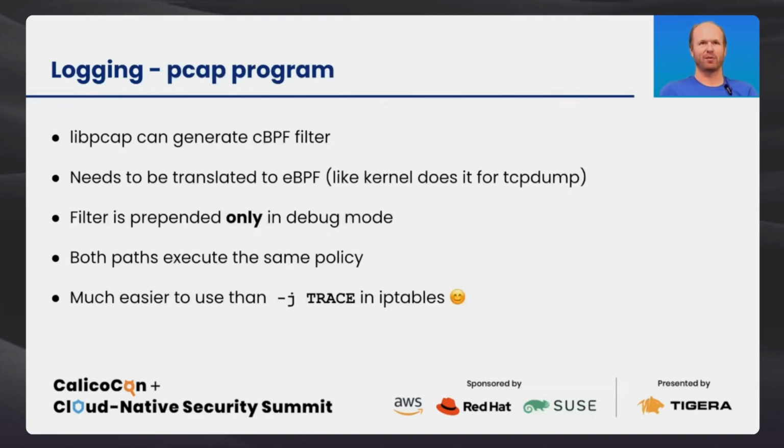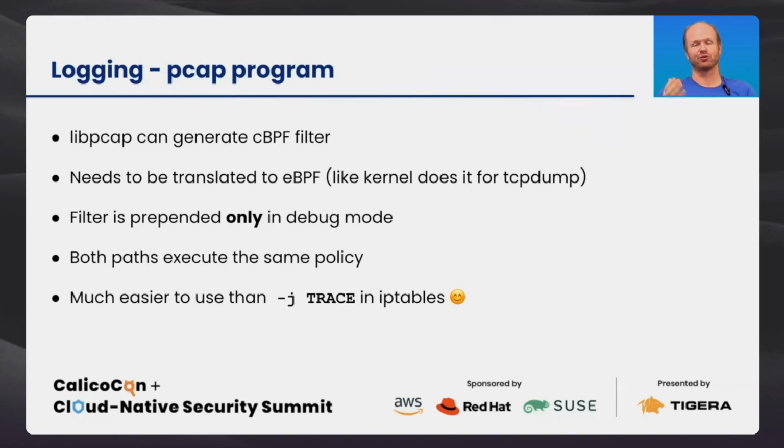Why do we use the PCAP filters? Well, it is a pretty well-known syntax which everybody who's using TCP dump understands. And the PCAP can also generate the BPF code. It is the classic BPF, which needs to be translated to eBPF. That's actually what also happens when you use TCP dump. It injects the classic BPF into the kernel, and the kernel translates it into eBPF.